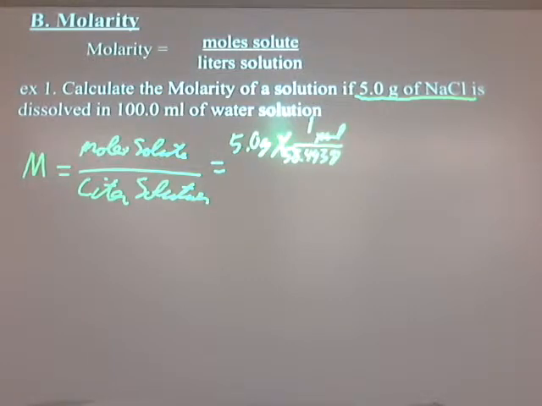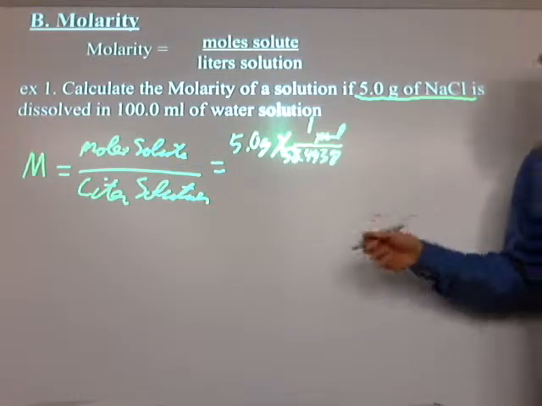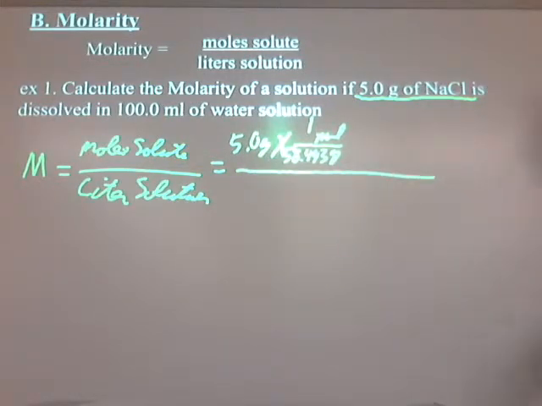Well, how did I get that? Where did I get 58.443? What did I do to get the molar mass of this guy? I added sodium and chlorine together. Okay? Now that's the numerator. What's the denominator?